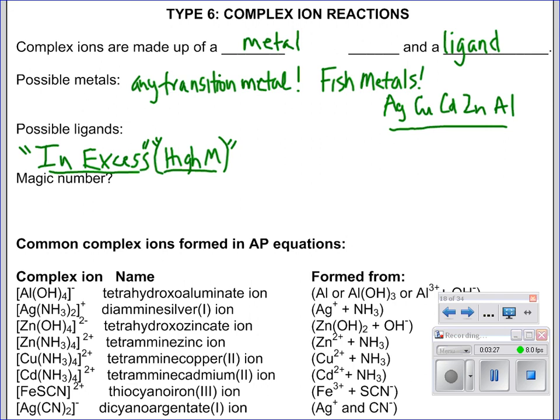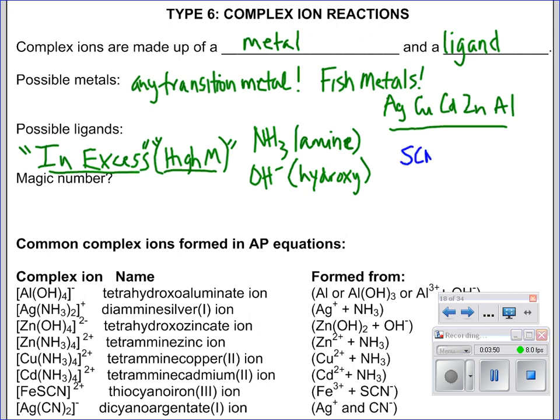What we most often see surrounding these, the two ligands that are most popular, are NH3, which we call the amine ligand, and OH-, called the hydroxy ligand. Okay, the amine and the hydroxy ligands. However, they can also give you in excess things like SCN-, so that's the thiocyano. And sometimes they give you the CN-, which is just the cyano. Things like that in combination with a fish metal or any transition metal are indicators that you have one of these types of problems.